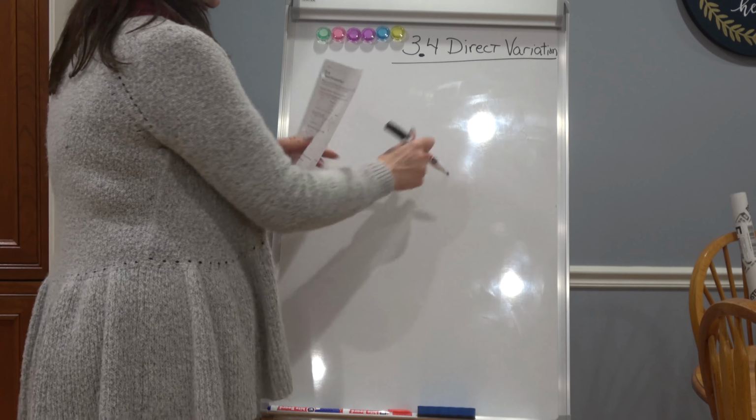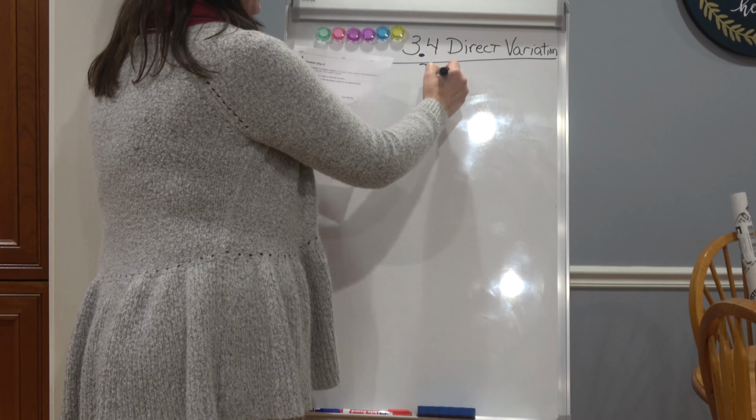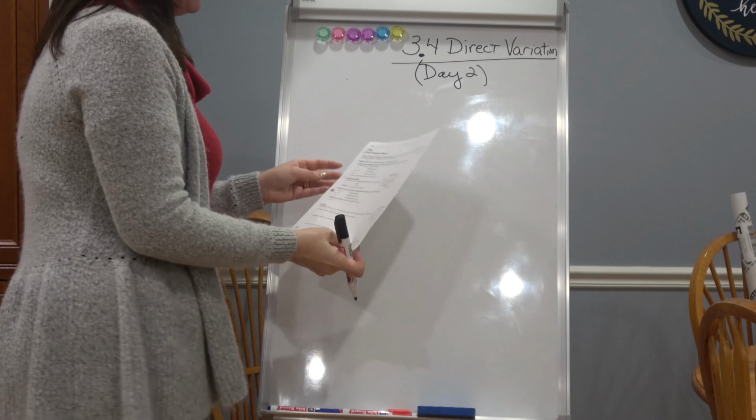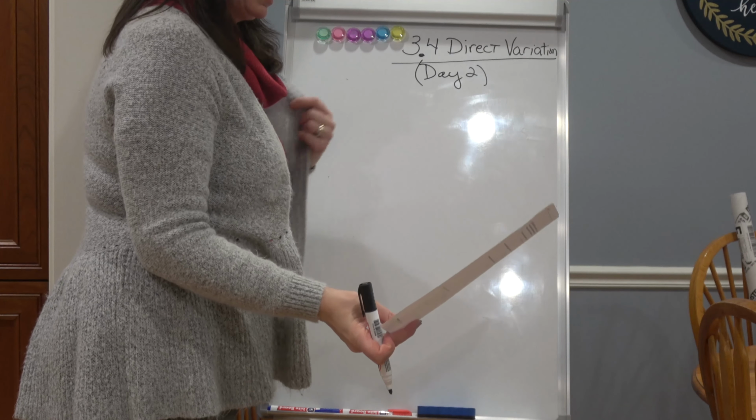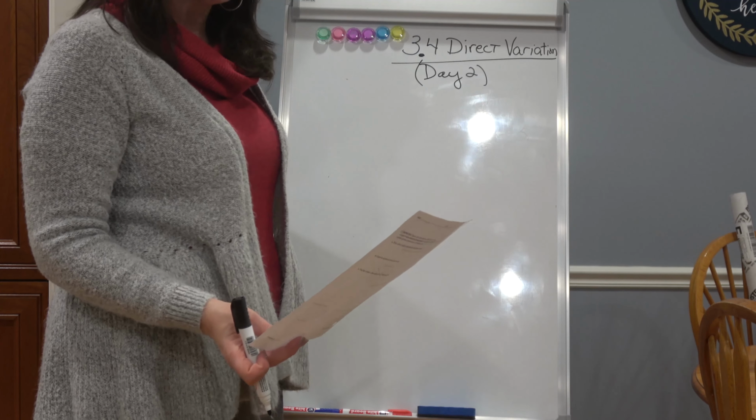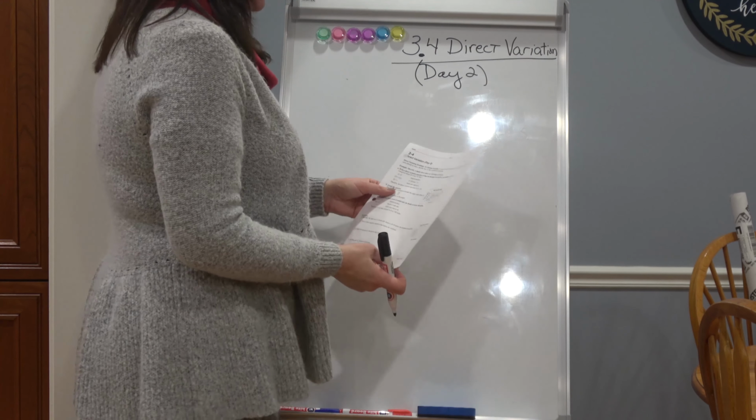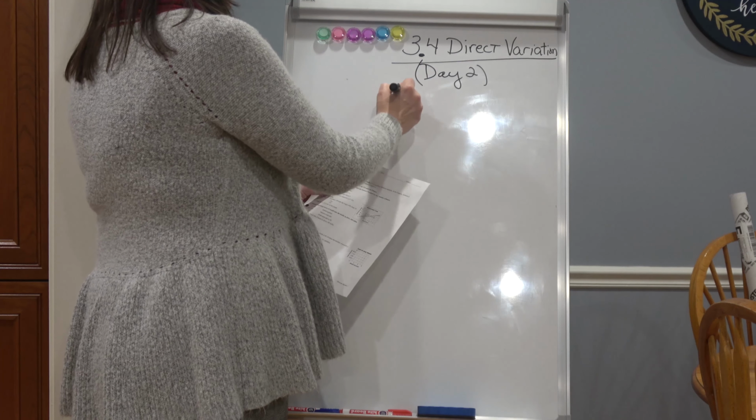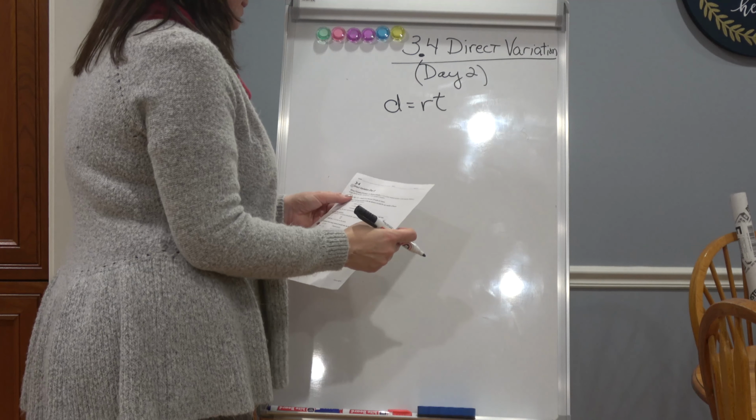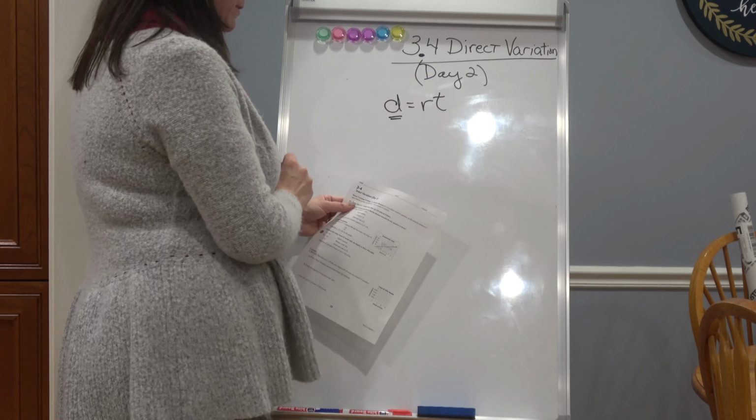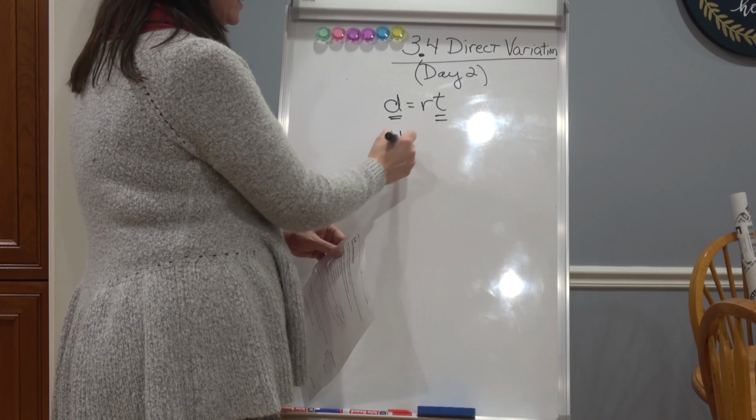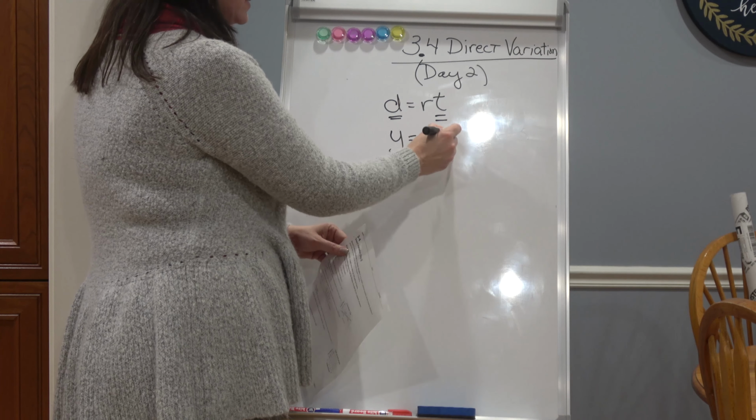All right, so this is 3 for day 2. So you have this notes handout. Okay, so direct variation problems. If you think about the distance formula that we just used, the distance formula is a direct variation equation. In the formula, the distance d varies directly as the time. Okay, so this is very similar to y equals kx.